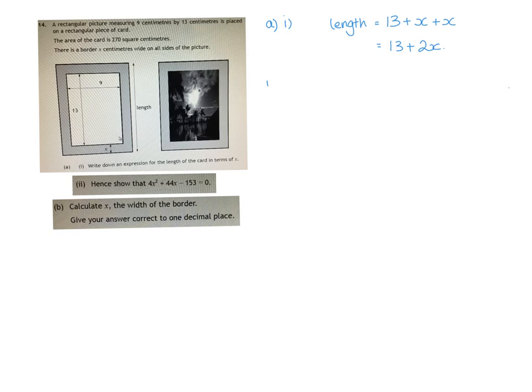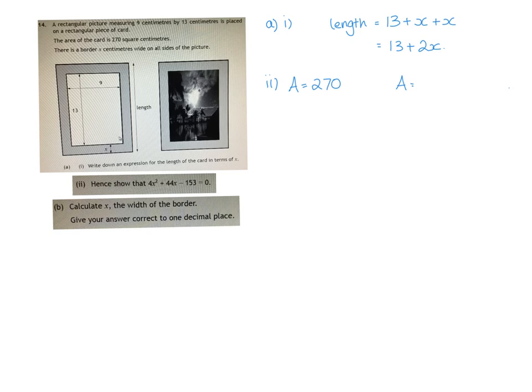Okay, so part 2. We need to show that 4x squared plus 44x minus 153 is equal to 0. So we have to use the clues that we've got in the question to figure out how we're going to do that. So we've been told that the area of the card is 270 square centimetres. So we know that the area is 270. We also, in part 1, we found the length. And we know, because this is a rectangle, that the area is going to be the length times the breadth.